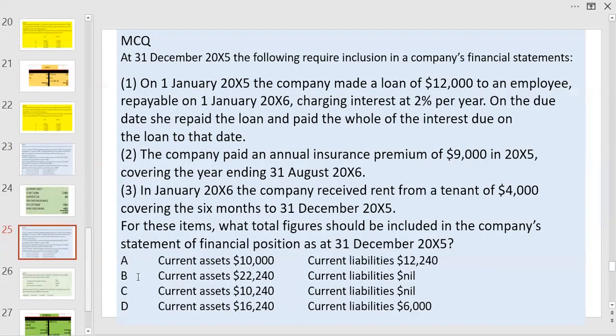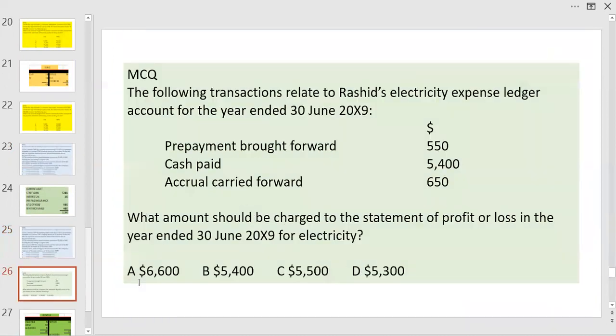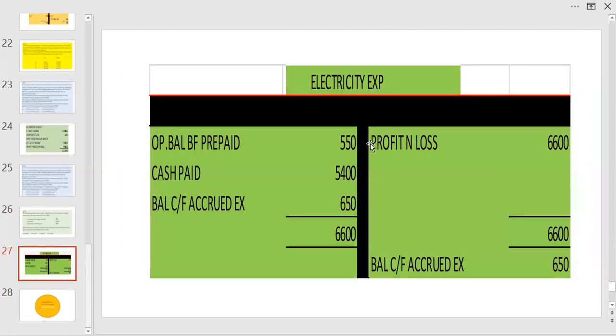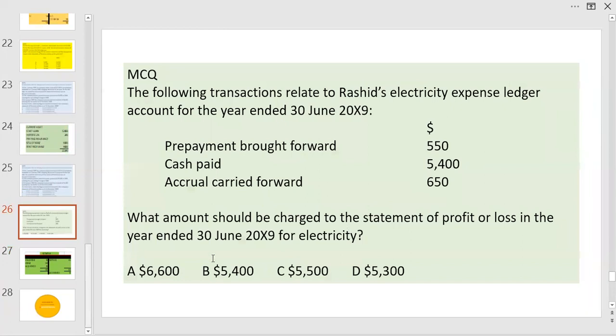The last MCQ: the following transactions relate to Rashid's electricity expenses ledger account for the year to 30th June 2009. Look at the T account. There is a prepayment of 550, cash paid 5,400, accrued expenditure carried forward to the next period is 650. Therefore, charge to profit and loss account is 6,600. The answer is A. We recommend the students do further exercises to get more familiarity with the subject.